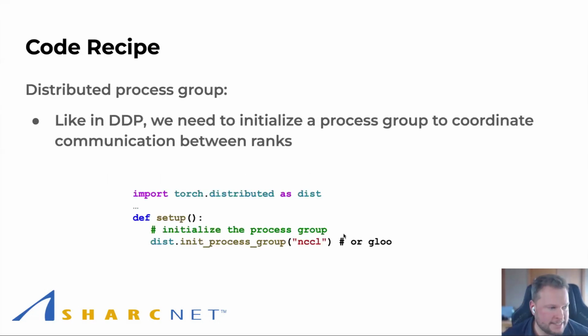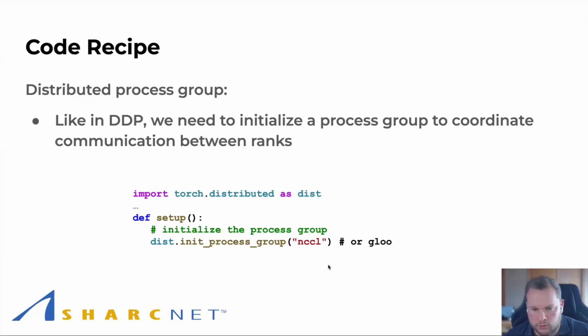So, distributed process group. Like in DDP, you need to initialize a process group to coordinate the communication among the ranks. We use torch.distributed to do this, and the function is init process group. Here we're using the backend NCCL, but you can also use Gloo. And this is exactly the same as we would have in DDP. Now, init process group also takes some arguments, rank and world size.